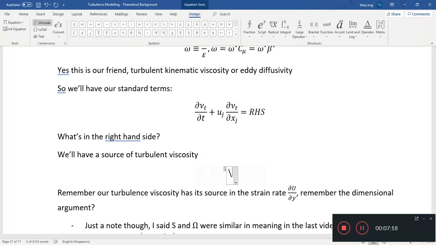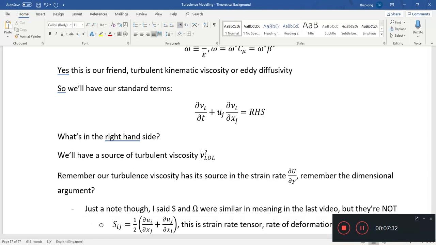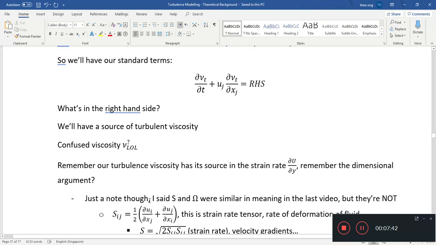It's an interesting thing I note. Confused viscosity. Anyway, there's a pun joke in there.